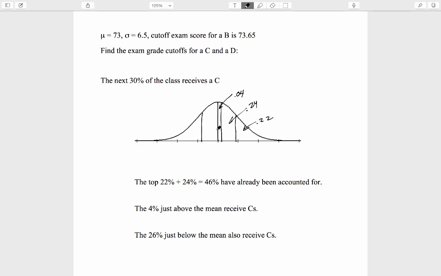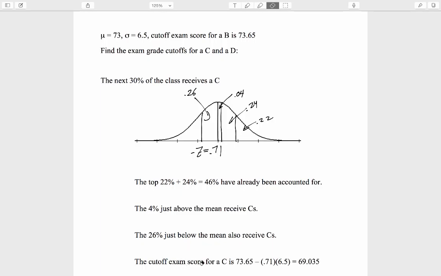That means a region from the mean to somewhere that we'll call negative Z that contains 0.26 of the class. Thus, our job, in order to find Z, the number of standard deviations below the mean that gives us the lower bound for a C, is to look inside the table and try to find 0.26 or something very close to it as an entry in the table. That turns out to be approximately 0.71.